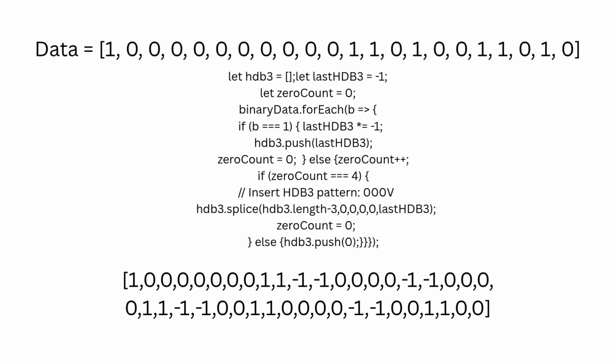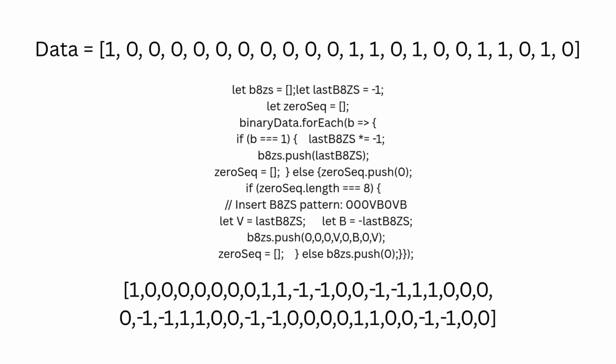HDB3 improves AMI when long runs of zeros appear. Because too many zeros mean no transitions, the receiver may lose synchronization. So HDB3 replaces every 4 consecutive zeros with a special pattern that includes a polarity violation. How to draw? Start drawing like AMI. Whenever you see 4 zeros, substitute them with either B00V or 000V, depending on the polarity history. Draw the V pulse as a violation, meaning same polarity as the last pulse.